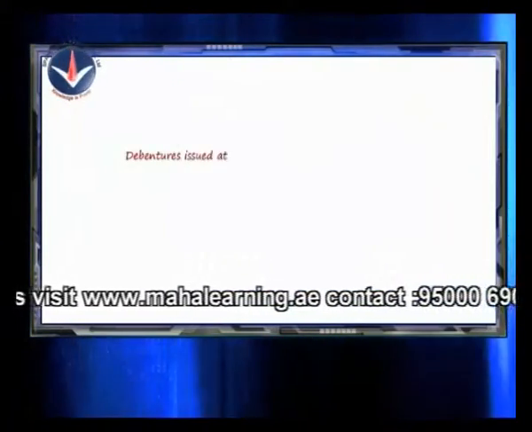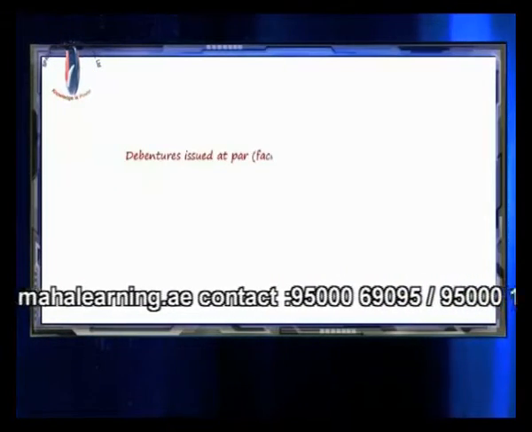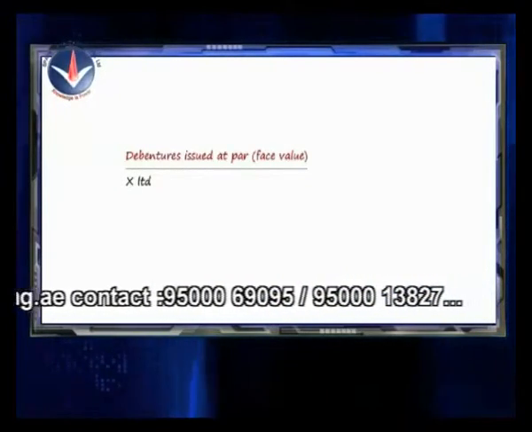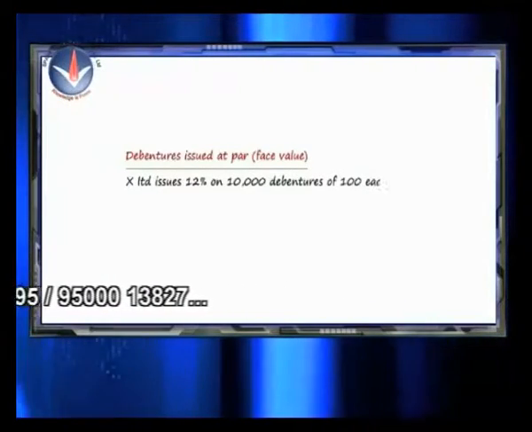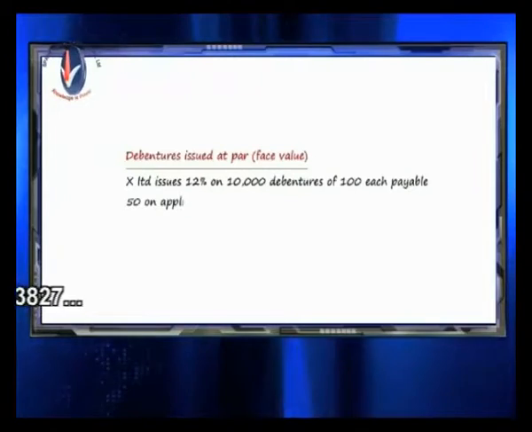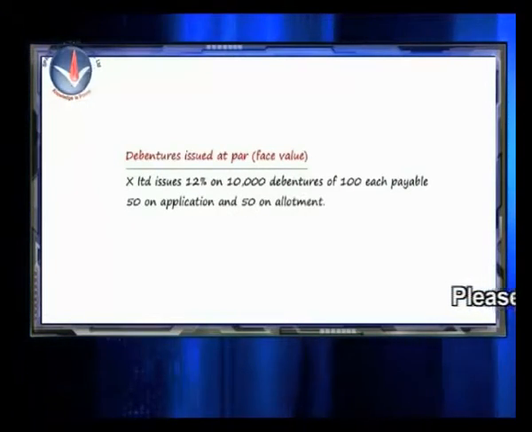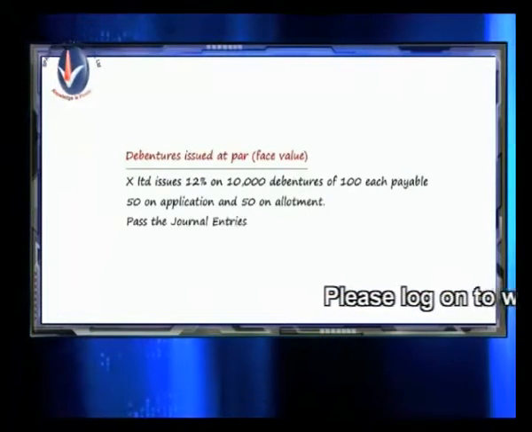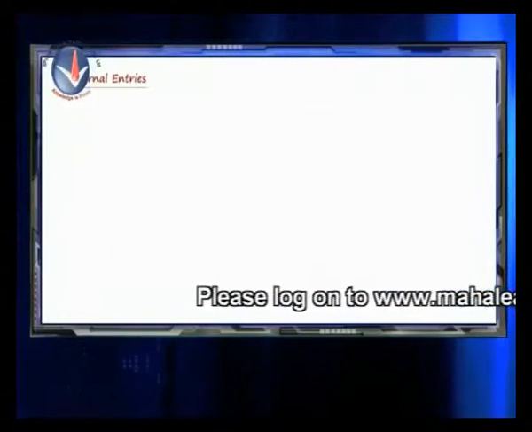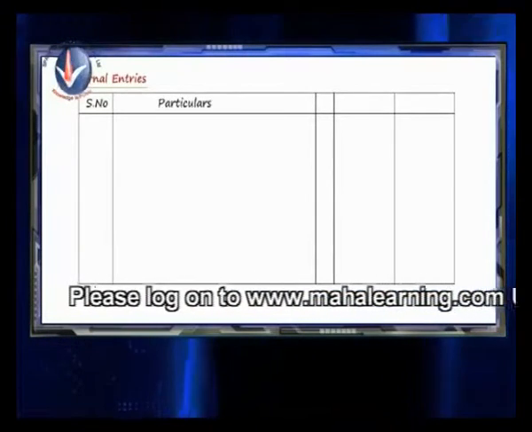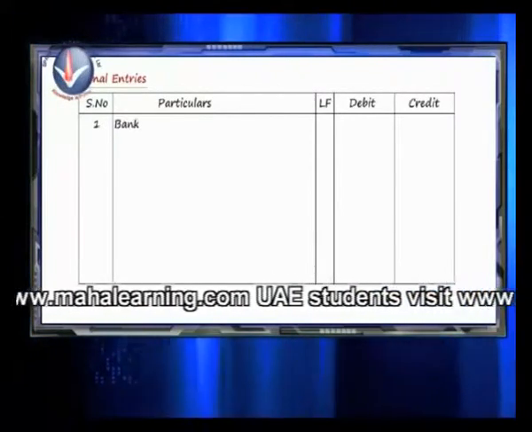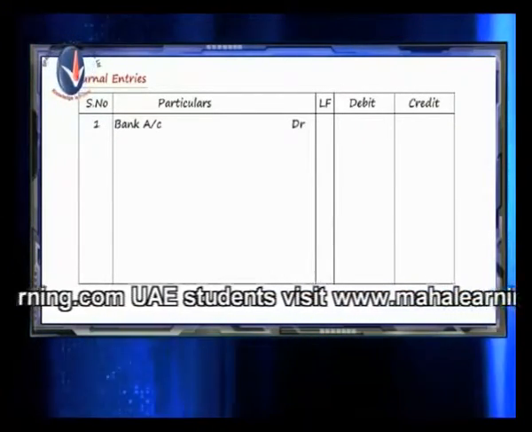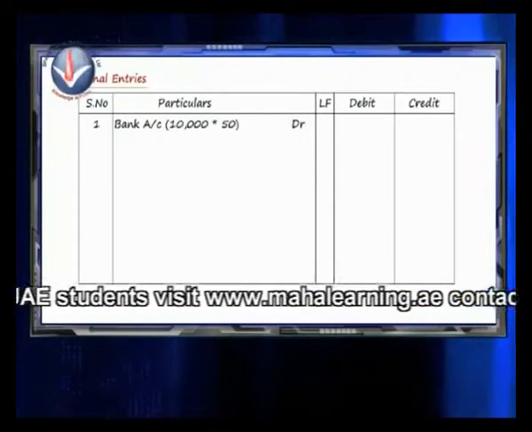Debentures issued at par, that is, at face value. X Limited issues 12% 10,000 debentures of 100 each, payable 50 on application and 50 on allotment. Pass the journal entries. Open a journal with particulars, LF, debit and credit columns. Bank account debit, 10,000 into 50 is 5 lakhs.